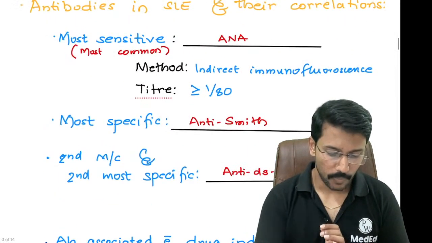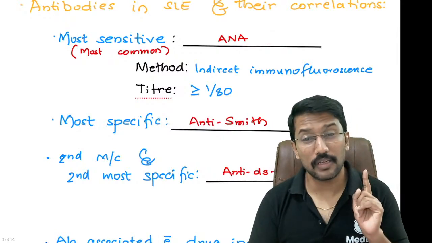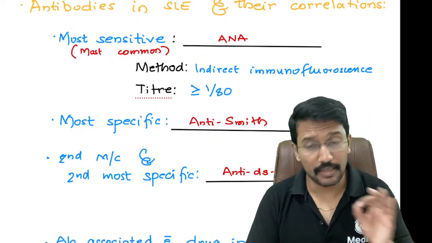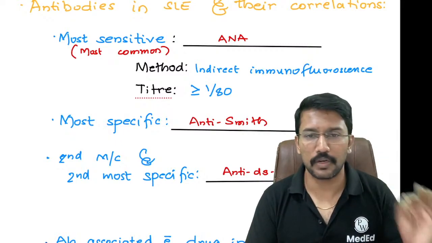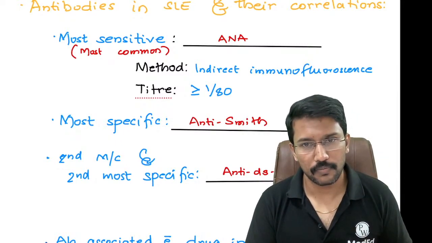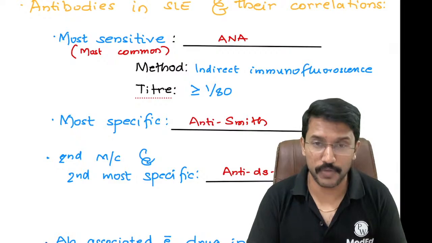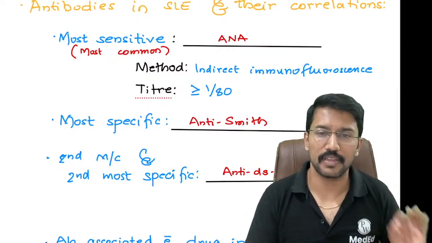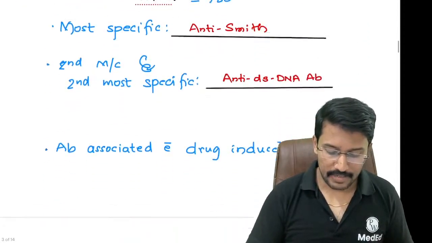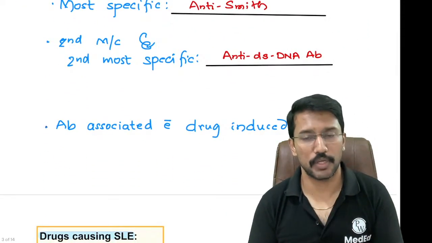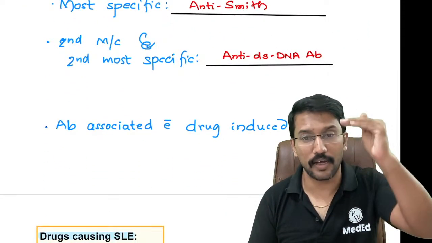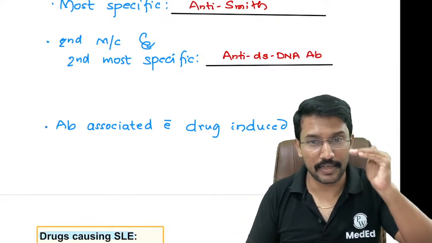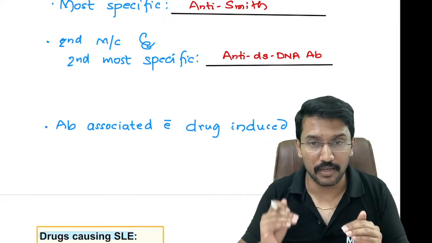Because ANA is done only for the initial diagnosis. Once I have diagnosed someone as having SLE, after that ANA has no further value. We don't look at the ANA titers, whether it is rising or decreasing, because it does not correlate with the disease behavior. But anti-dsDNA correlates with the disease behavior. So if the anti-dsDNA titer is going high, that means disease is becoming severe or flaring up. If the anti-dsDNA titer is dropping, that means your disease is coming under control.